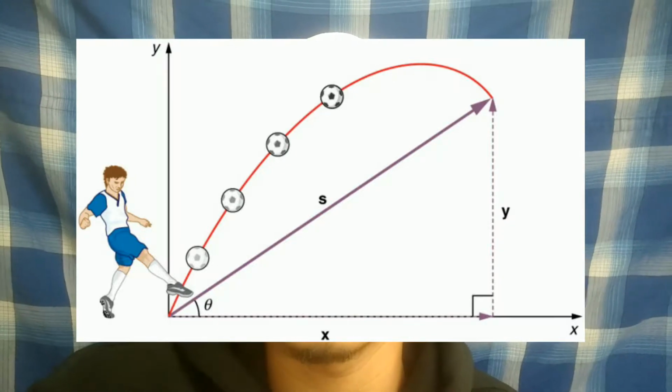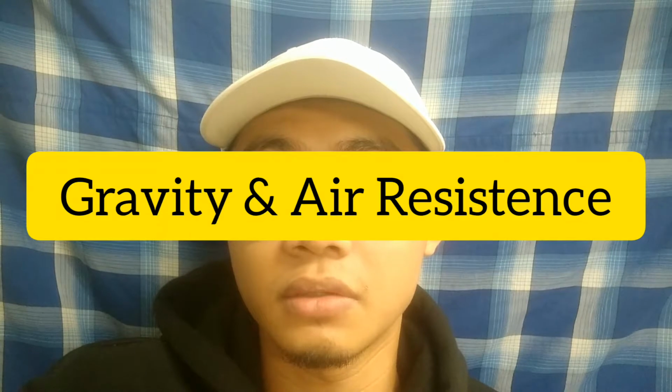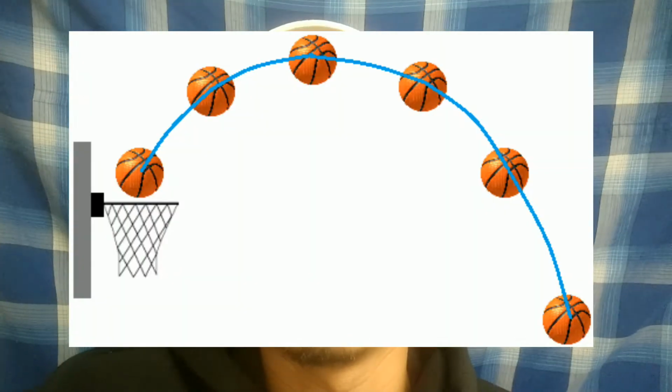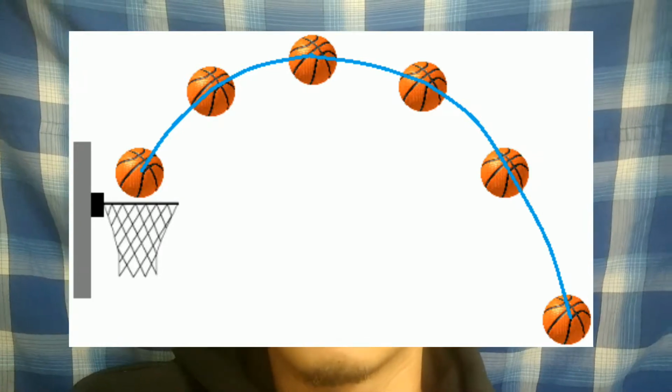Okay, next I want to explain about the projectile. A projectile is when the object is in the air, so the only forces acting on the object are gravity and air resistance. For example, a basketball throw. When the ball goes up, the ball is in the air, so no other mechanism applies to the ball. The only things that affect the movement of the ball are gravity and air resistance.